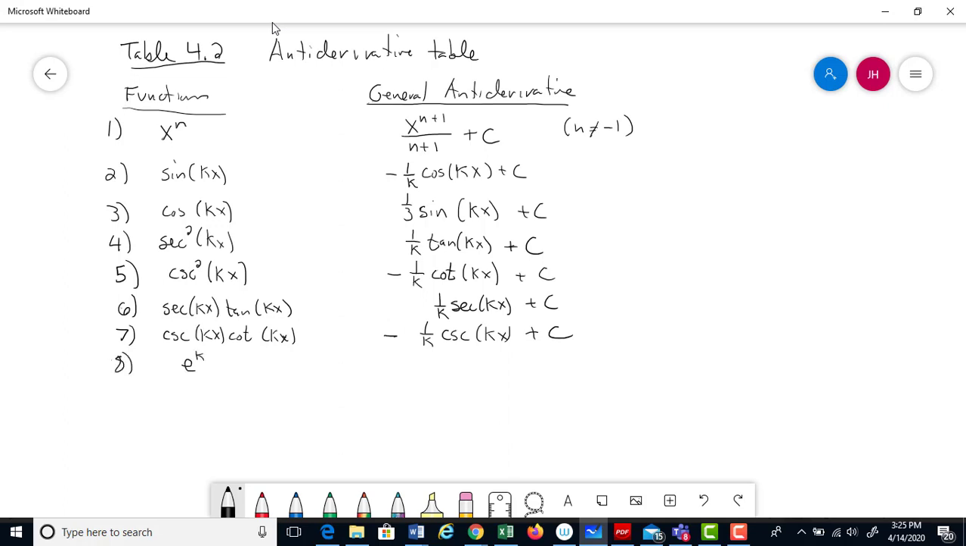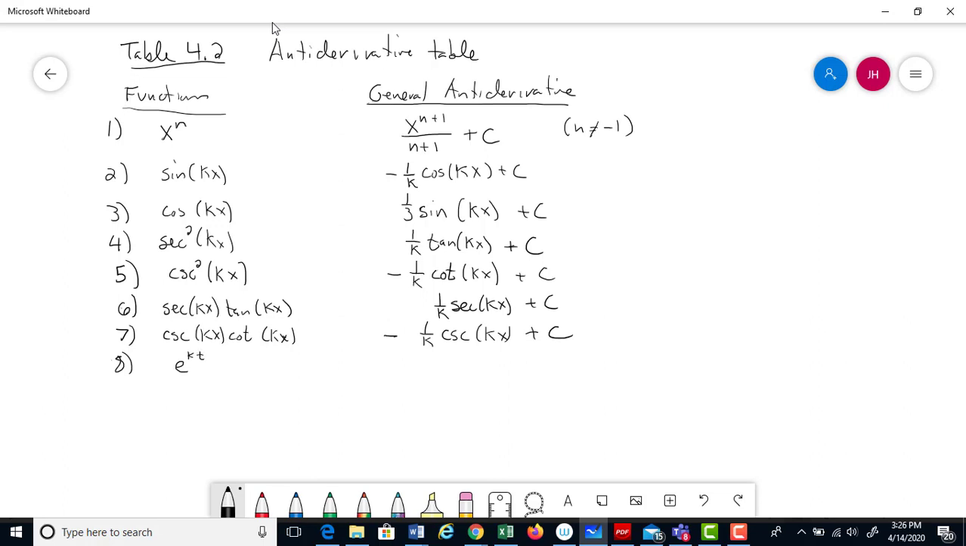e to the kx. Why do they use t? I don't know, but they tend to like to use t here for the variable. And the reason why is because exponential functions are usually used to represent things like population growth. So t tends to be over time, so that's why it's a t.